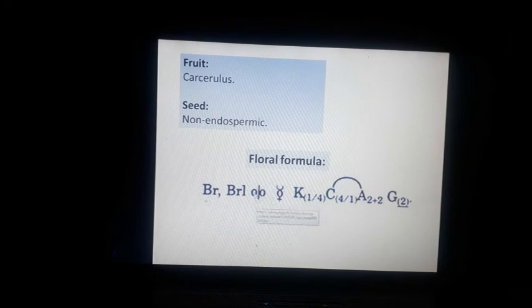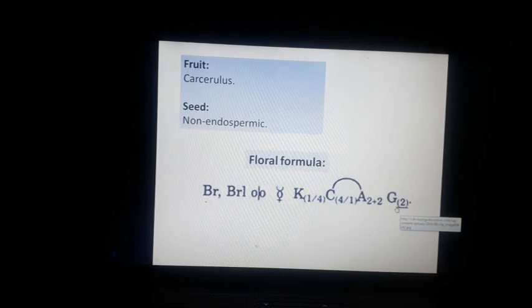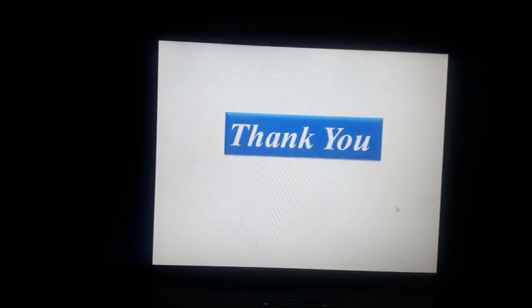This is the floral formula which shows the presence of the bract and bracteole on the flower. Flower is perfect, bisexual, calyx 1/4 and corolla is 4/1, and androecium is 2+2, means two groups of androecium which originate from the corolla. Gynoecium is bicarpellary, syncarpous ovary, which is shown by the brackets, and this line shows the superior ovary. Thank you so much.